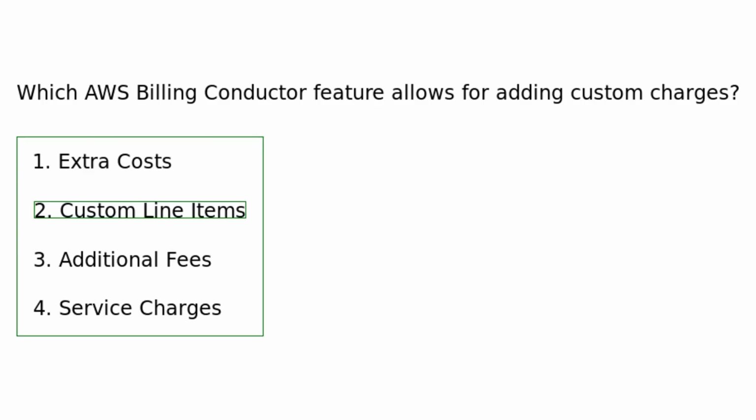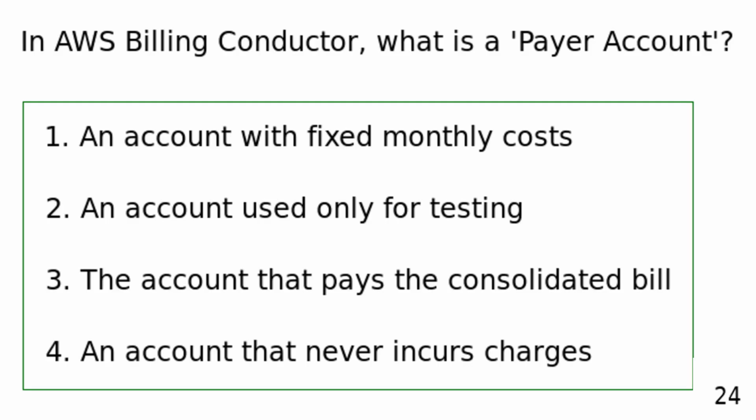Custom line items in AWS Billing Conductor allow for adding custom charges, such as service fees or adjustments, to the bill. In AWS Billing Conductor, what is a payer account? An account with fixed monthly costs.